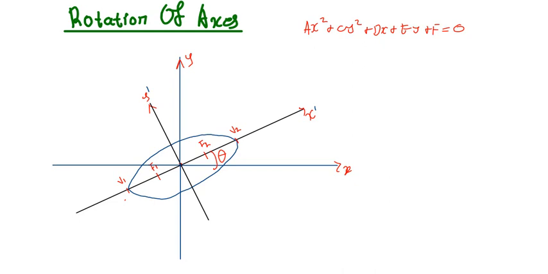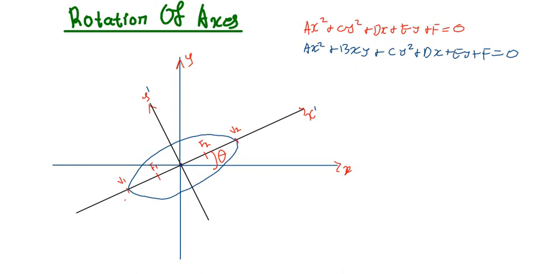So you can write it as ax squared plus bxy plus cy squared plus dx plus ey plus f is equal to 0. But this b term is in most cases 0 because the conic section is not rotated.